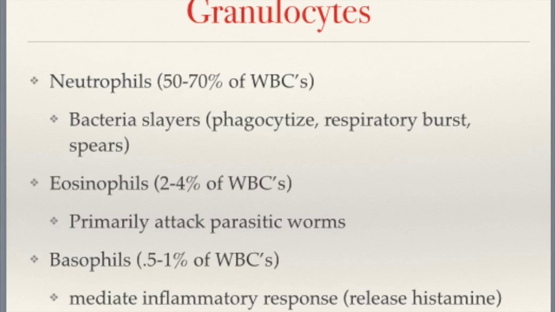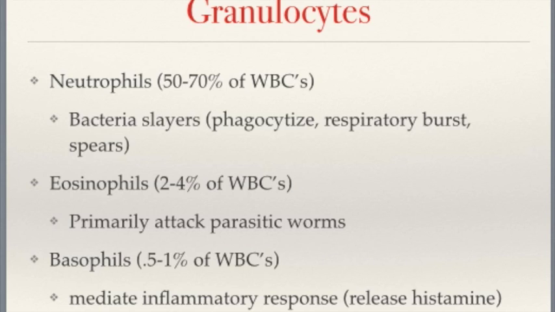Granulocytes first. Neutrophils account for about 50 to 70% of the white blood cells. They are the most common, and they become very common in response to a bacterial infection. Neutrophils destroy bacteria. That's their job. They eat the bacteria, phagocytize it. They can also release bleach and hydrogen peroxide to kill bacteria, which is referred to as a respiratory burst. And they can even develop spears that stick out of their cell membranes to puncture the cell membranes of bacteria. Pretty exciting. It's kind of crazy to think about these little guys.